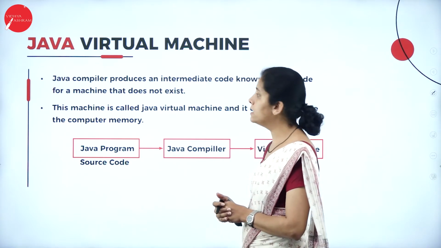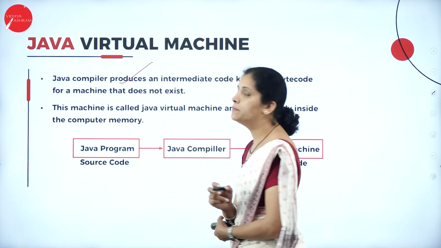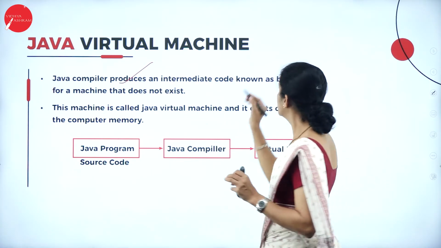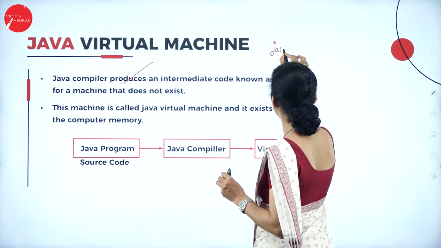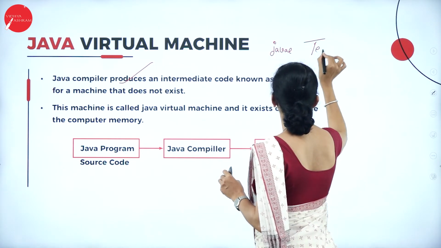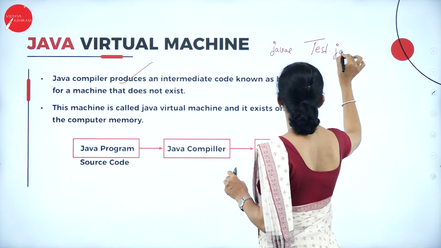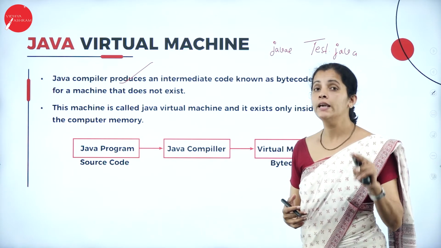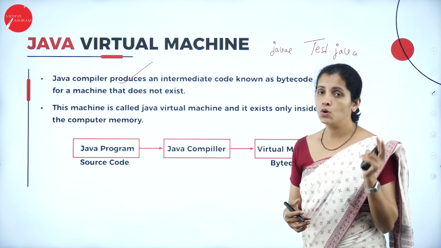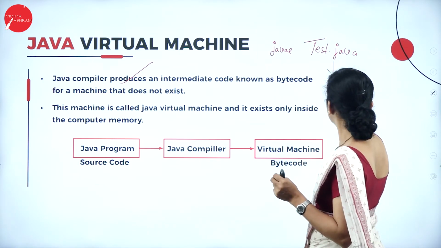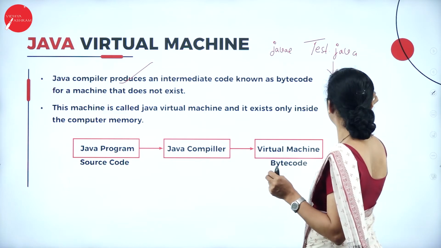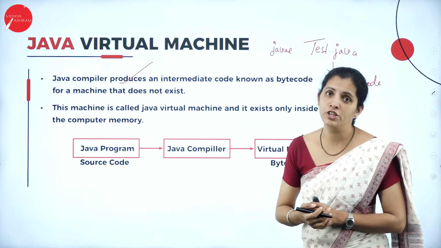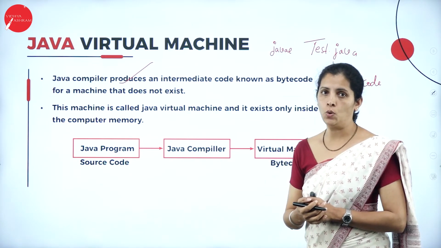So the Java compiler produces an intermediate code. So dear student, how to compile a Java program? That is javac test.java. When I compile the Java program, I'm going to get the intermediate code. So what is my intermediate code? That is nothing but the byte code. And this byte code is not machine code or object code.